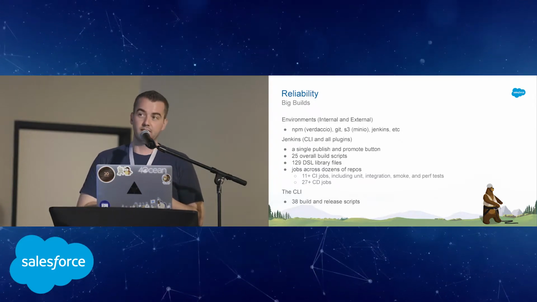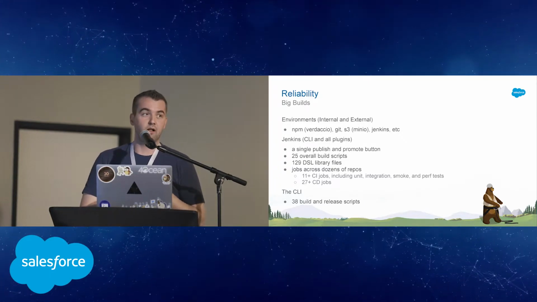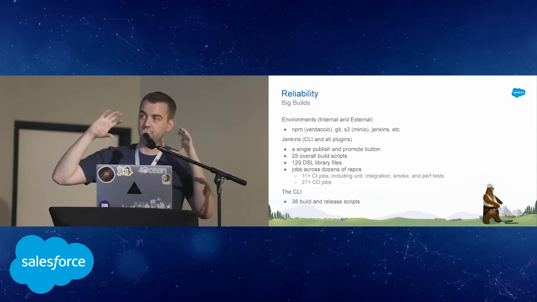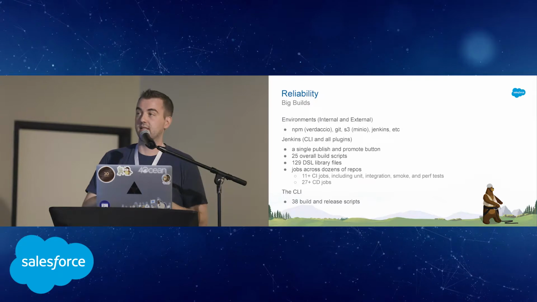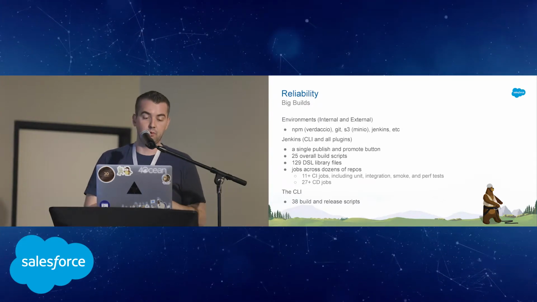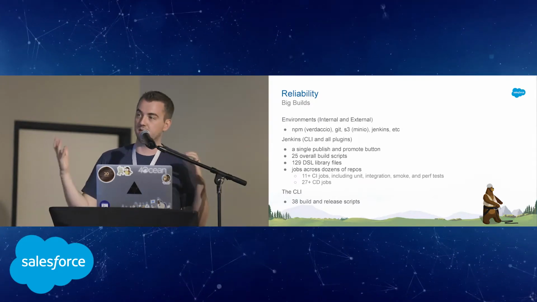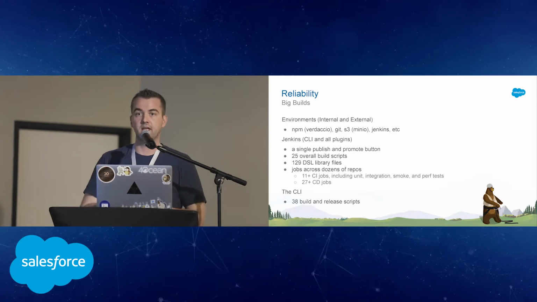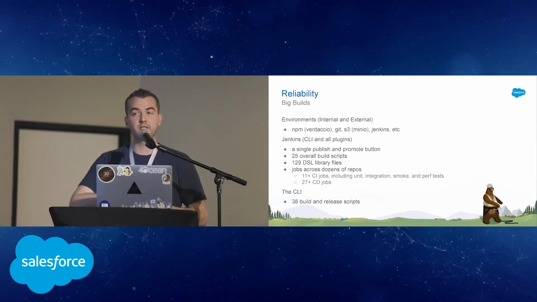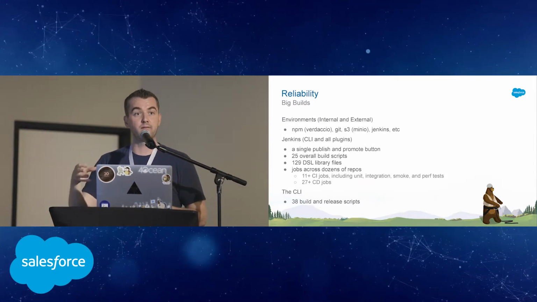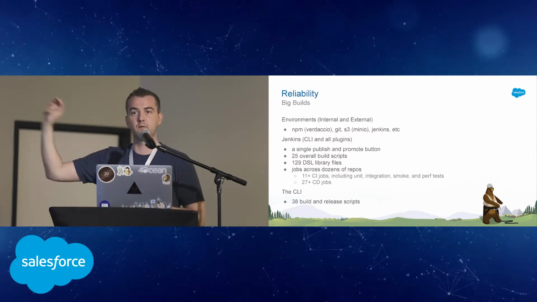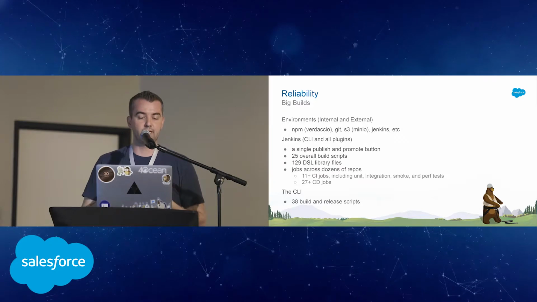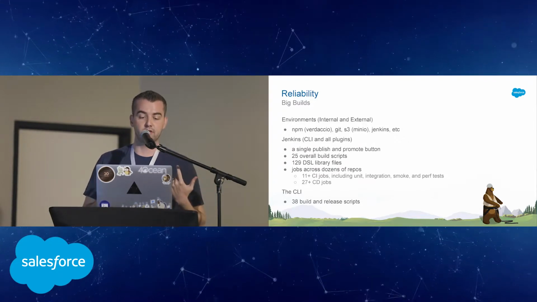Another thing in reliability is we have really big builds. A lot of this is historical. When I showed you the history of the CLI, our builds have been evolving for a really long time. So we have both internal and external environments, and what we do is on Monday, we cut the code branches, we publish everything internally so that people can play around with it, and then on Thursday, we promote the stuff internally to go public. And so to do that, we're using NPM, we're using a Verdaccio server internally.